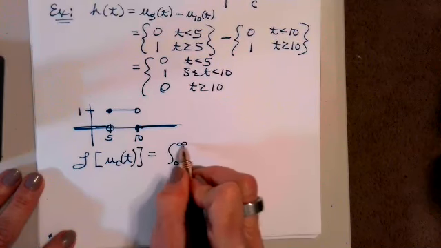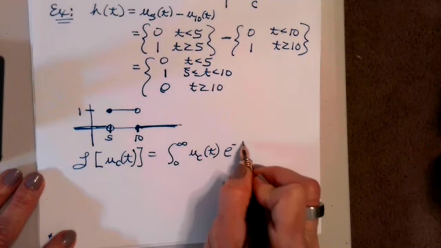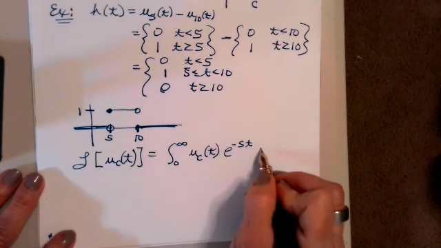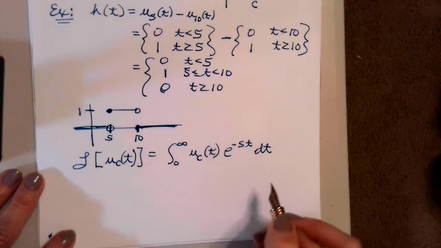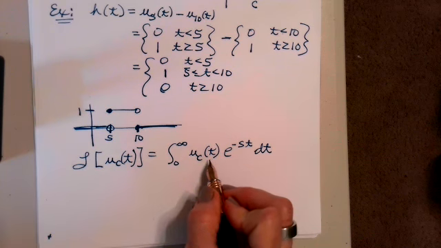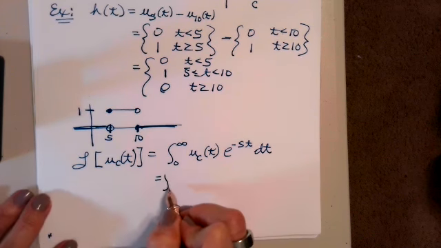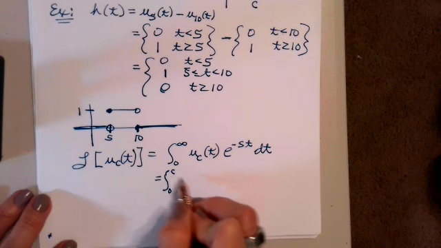Okay, so we're going to calculate that. By definition, that's the integral from 0 to infinity of u_c of t times e to the minus st dt. Now, u_c is 0 until t equals c. So in other words, from 0 to c, this is 0.